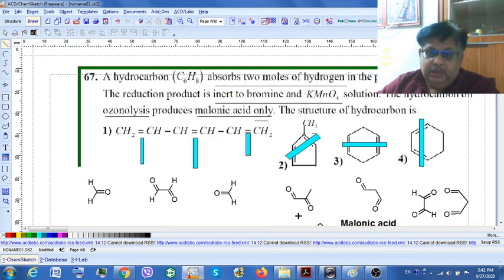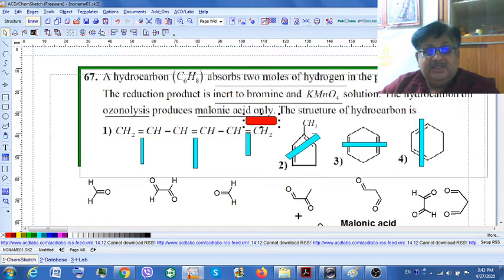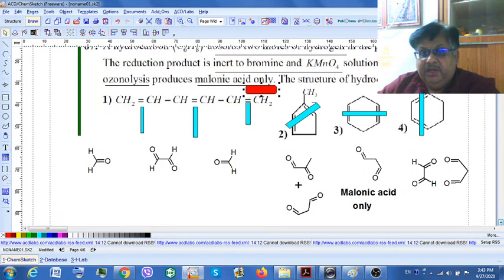Now, this particular point only, I would like to highlight here twice. Why, sir? That's a very important point. I have highlighted with a red rectangular box. The moment someone says that only after ozonolysis, then it must be a symmetrical compound. Now, if you are looking at 1, 2, 3 and 4, 3 is the only symmetrical compound available here, and that will give you a single product on ozonolysis.